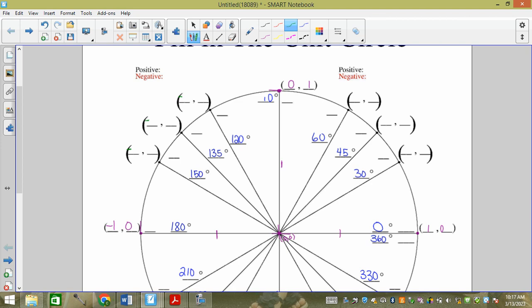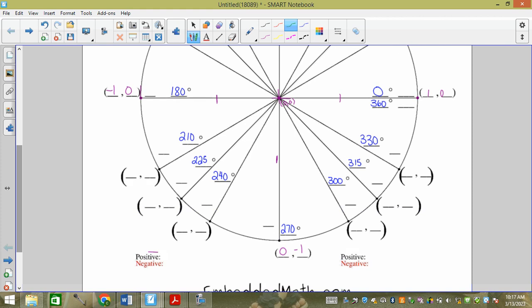Okay, cool. Quadrant 3, what are our signs? Yes. True, true. Negative, negative. Yep, yes. Okay. Quadrant 4, what are our signs? Positive, negative. Our x's are positive, our y's are negative. Boom, boom, boom. The rest is the easy part. Ready?